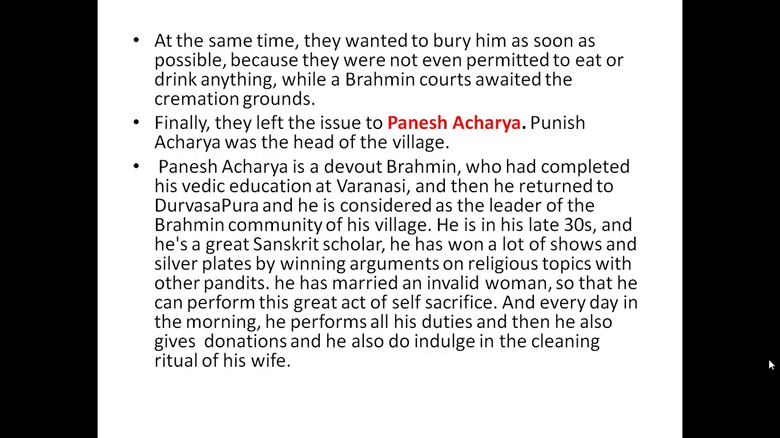He has learned Sanskrit from Kashi and he knows the Vedas and scriptures thoroughly, and his main goal is to attain moksha. Moksha means liberation, and for this, to do an act of self-sacrifice, he has married an invalid woman. Invalid woman, that means a woman who cannot indulge in sexual activity. So he has married an invalid woman so that he can perform this great act of self-sacrifice. And every day in the morning he performs all the duties. And then he also gives donations and he also performs the cleaning ritual of his wife.